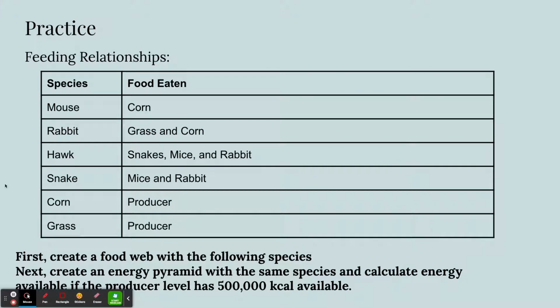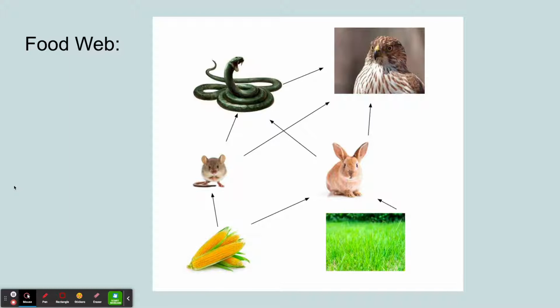So this is just a practice. If this is something that you would like to do, just pause this video. You'll go through and create a food web first. I give you feeding relationships. This is obviously extremely simple. You'll first create a food web, then you will create an energy pyramid with these same species and calculate the energy available if the producer level has 500,000 kcals available. If you pause it and want to go through, this shows you the answers.